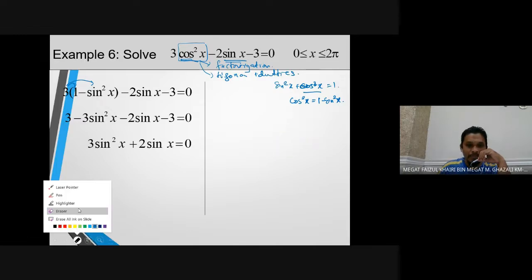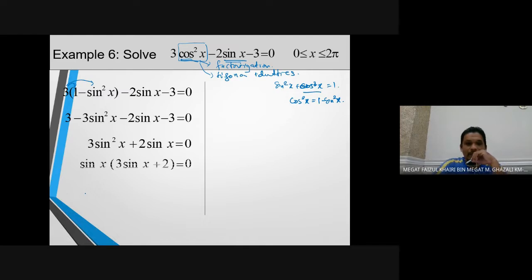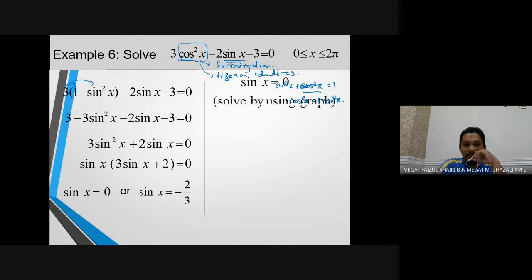So then, for this one, there you go. So sine x equal to 0 or sine x equal to negative 2 over 3. Okay, sine x equal to 0. Solve by using graph.